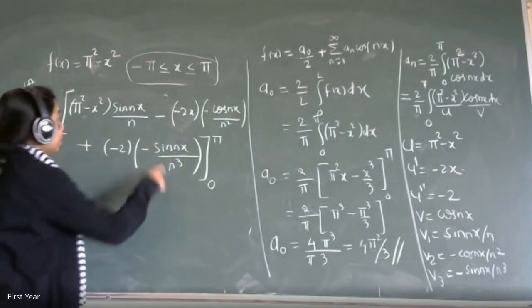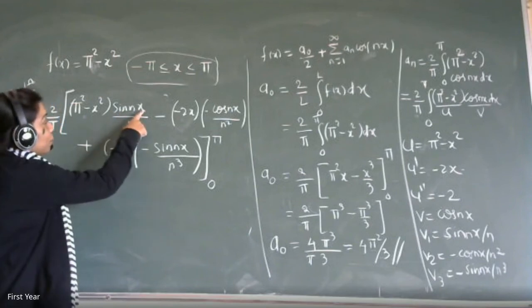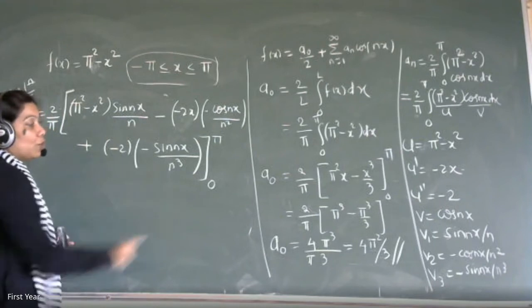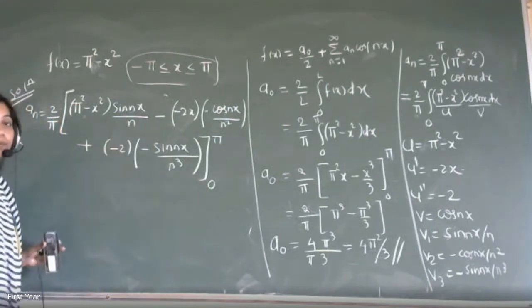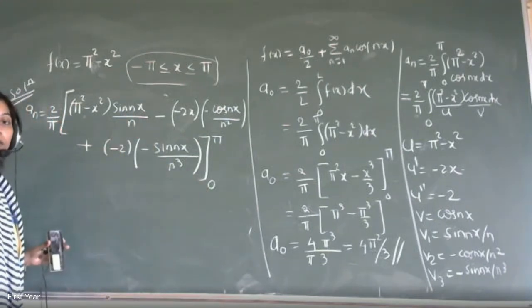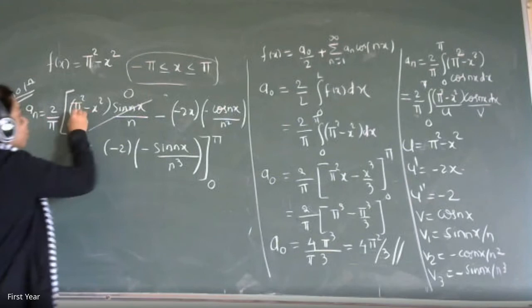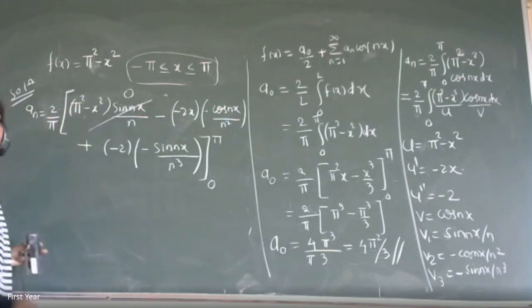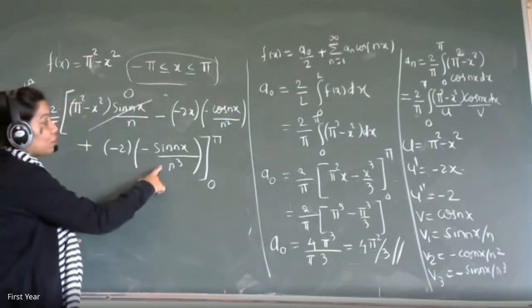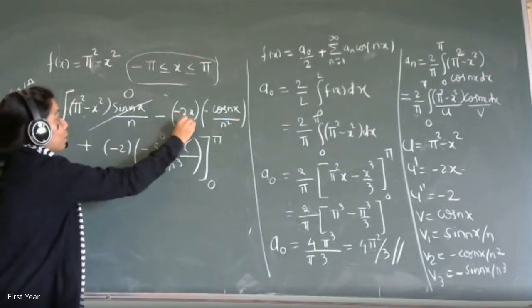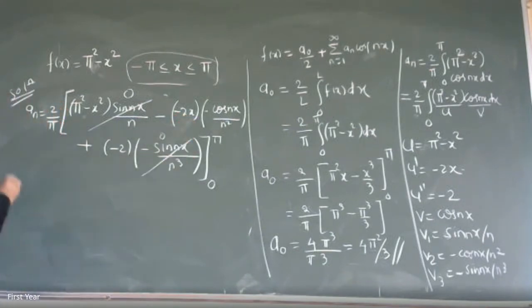Always keep it in mind that when you put x is equal to pi, sin n pi will be 0, as well as sin 0 is 0. Is this clear to everyone? When I put the upper limit, sin n pi, that is 0, and the lower limit sin 0 is 0. So no need to check for anything. Directly this term will become 0. Same thing with this also, sin n pi and sin 0. So this term will become 0. Only you have to think about the middle term, which is in terms of cos.